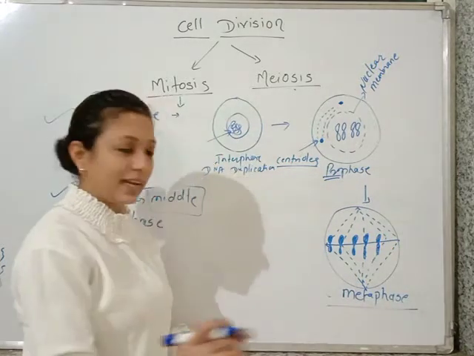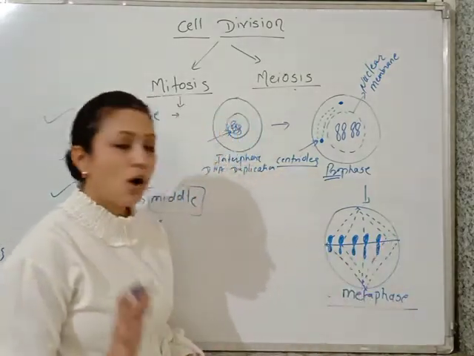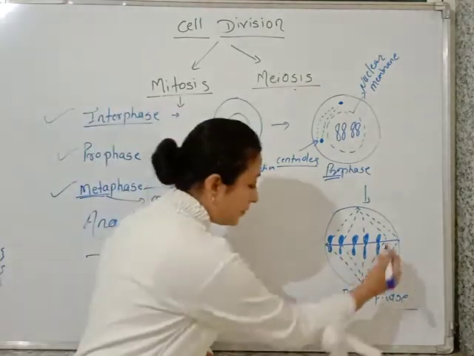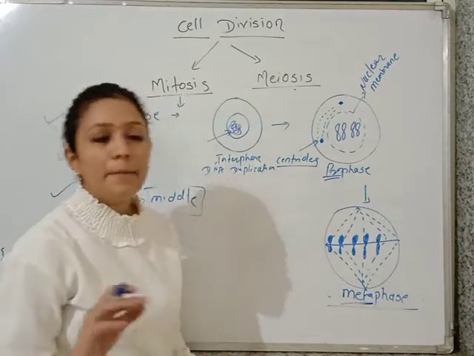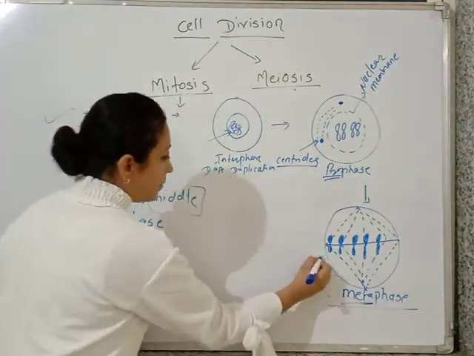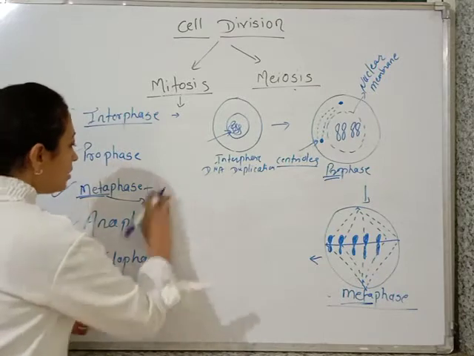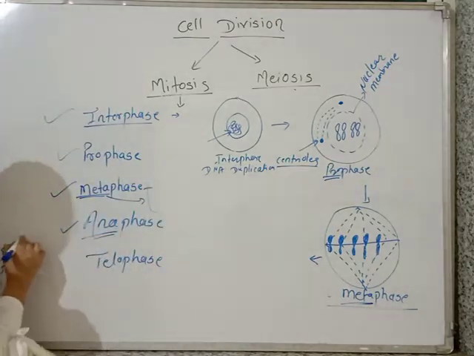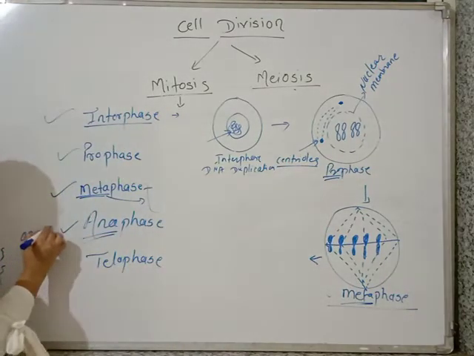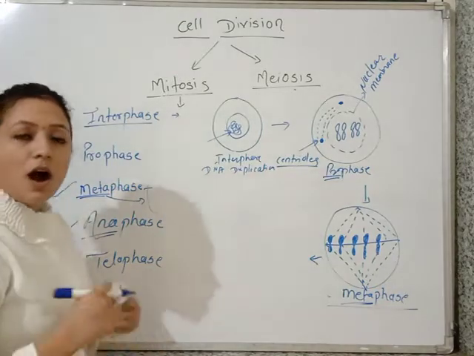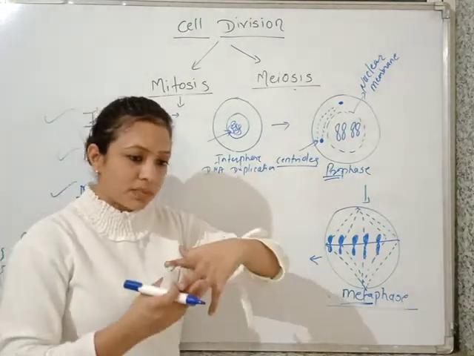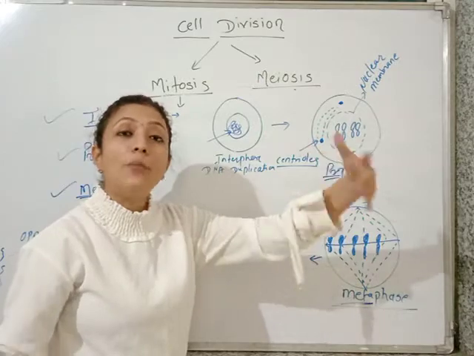Right, so chromosomes get arranged in the equatorial plate of the cell, that is in the middle, and that's why the name is given metaphase. Now what happens in the next step, the anaphase? Ana stands for opposite, which means the chromosomes start moving towards the opposite pole.